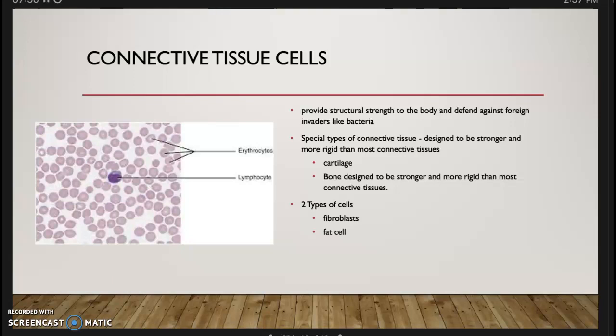And then we have our connective tissue cells, which provide strength to the body and defend against foreign invaders like bacteria. Two types of these cells are fibroblasts and fat cells.